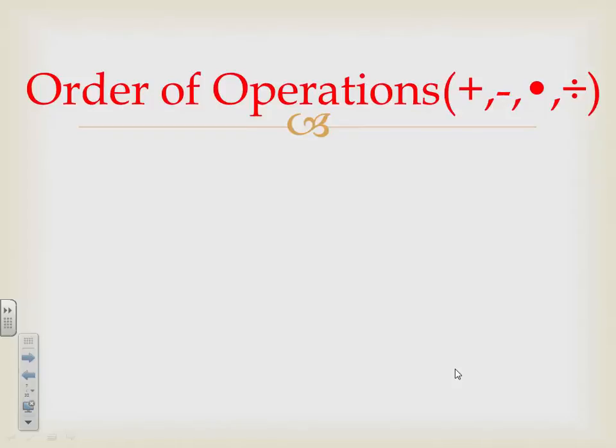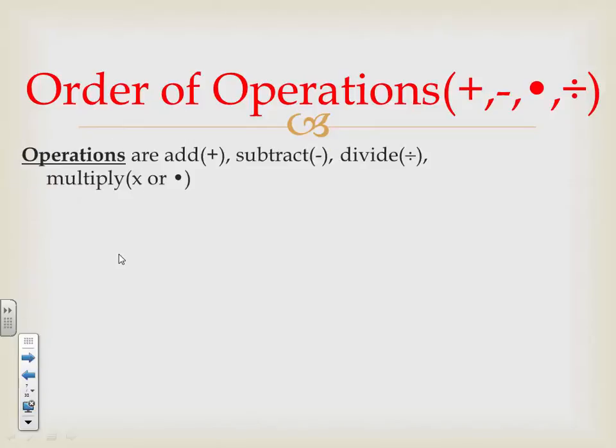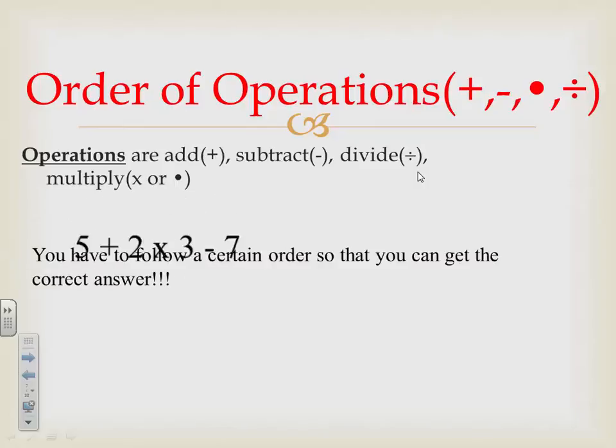Everybody, here's your order of operations video. Operations are all the things we use in math: adding, subtracting, multiplying, and dividing. You can abbreviate here with symbols if you'd like to. There's a certain order that we have to do everything in. If we don't follow that order, then we don't all get the same answer that we want. If you look at this example here, we can't just add, multiply, and subtract. There's an order we have to follow, otherwise we won't get the outcome that we're looking for.